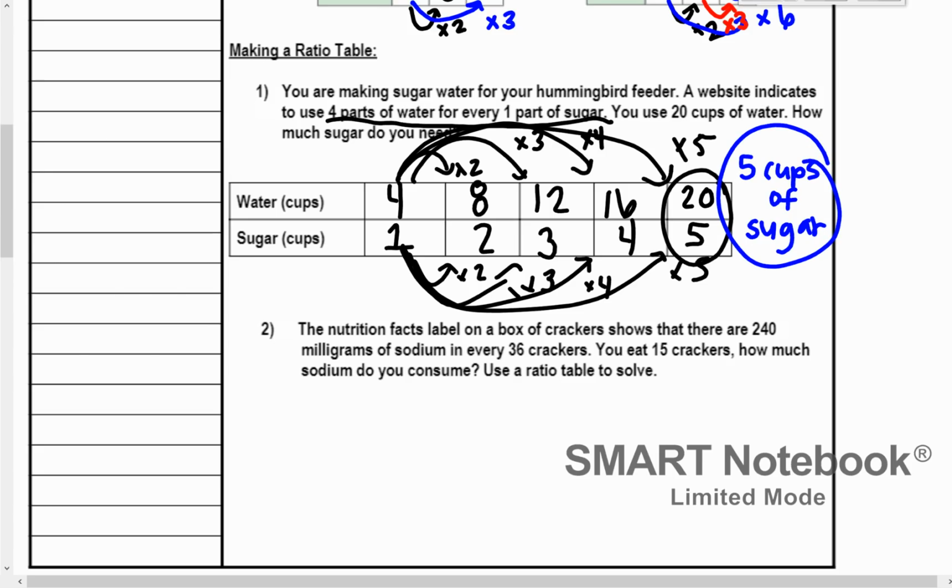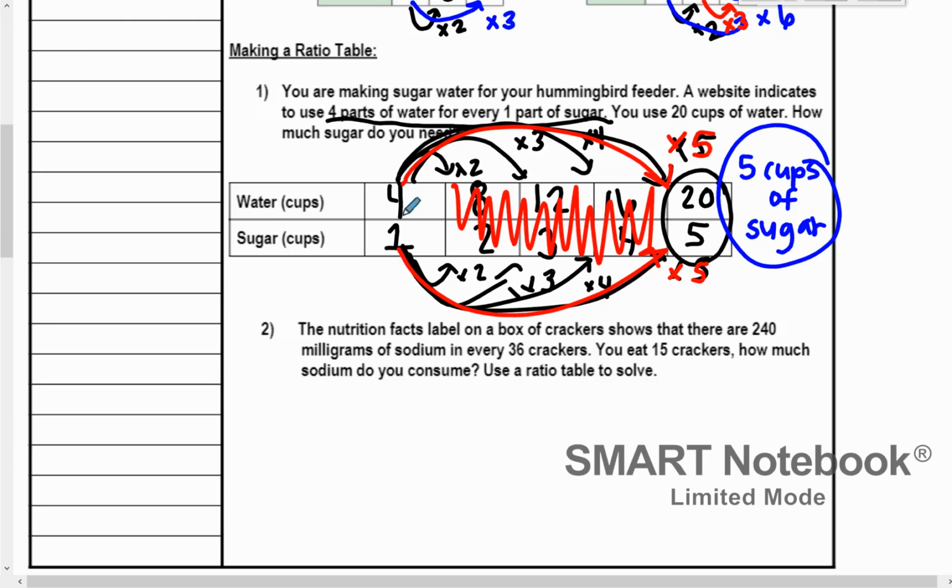Now, you might be saying, Miss Lakin, you can go straight from 4 to 20. And that is okay. Even on your quiz and test, you are able to go straight from 4 to 20 by doing times 5 and 1 times 5 to get 5. These are not necessary. Okay.